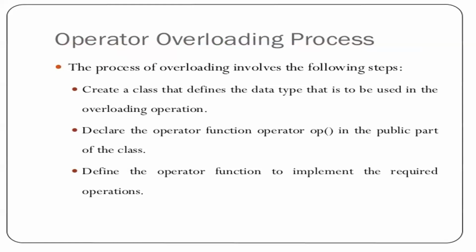Now for the overloading process, children, these are theory questions which can be asked. It involves the following steps. You have to create a class that will define the data type which is to be used for overloading. The function has to be defined. Declare the operator function, like we showed in the syntax, in the public part of the class, and define the operator function to implement when it is required. So because it's a function, we have to declare it and define it. Okay? As a function we have to do these things.